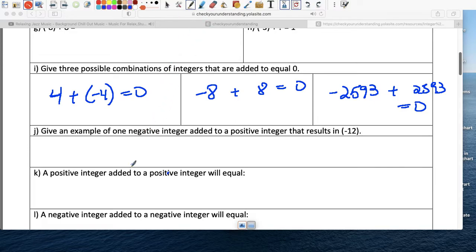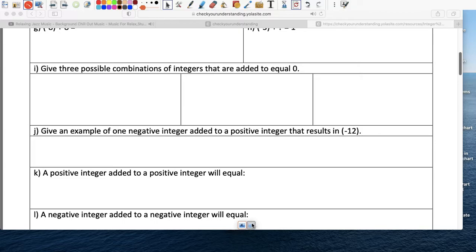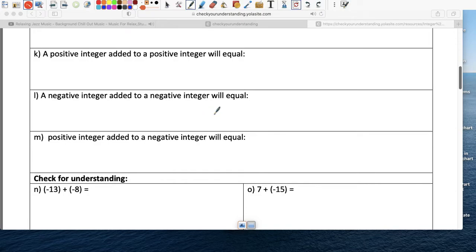A positive integer added to a positive will always be positive, right? A negative integer added to a negative integer, right? If you're already on the left side of the number line, you're negative, and we add another negative on top of that, we're decreasing in value and going further left. So a negative plus a negative will always be negative.